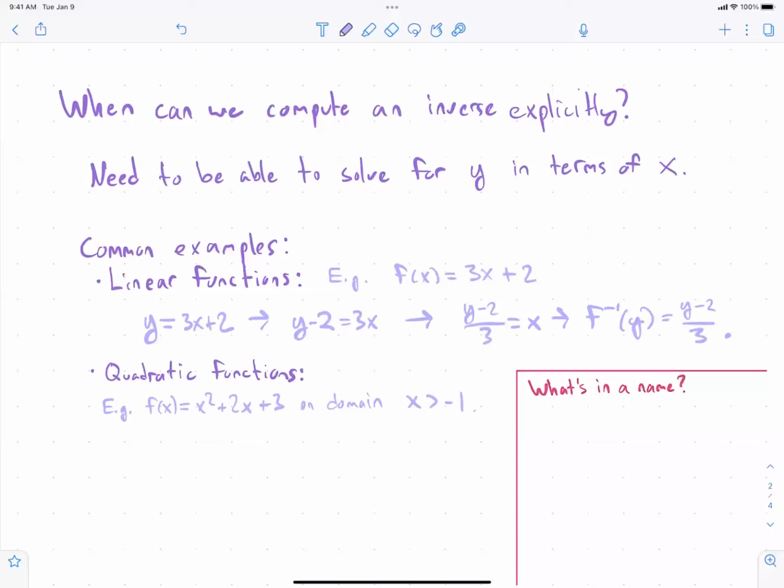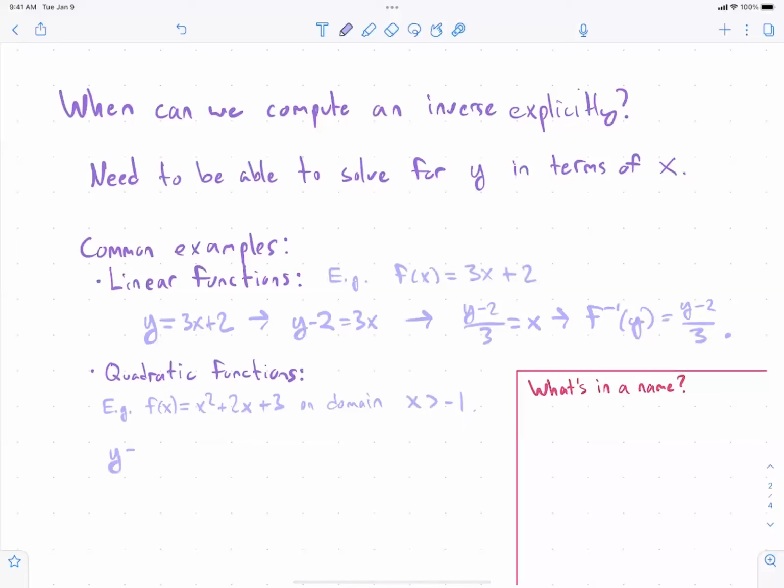Also for quadratic functions, you can do this. For example, if I have f of x equals x squared plus 2x plus 3, well, that's not invertible if I think of its domain as being the whole real numbers. But if I look at the domain x greater than -1, then you can check the derivative on this domain will always be positive. So it is invertible on the domain x greater than -1. And so we want to compute this inverse.